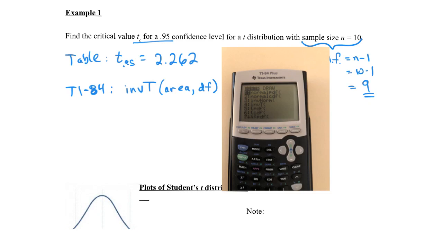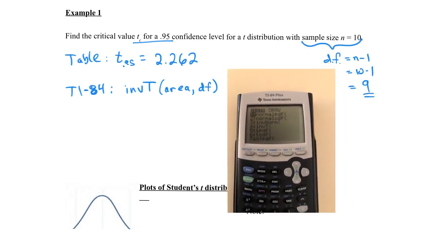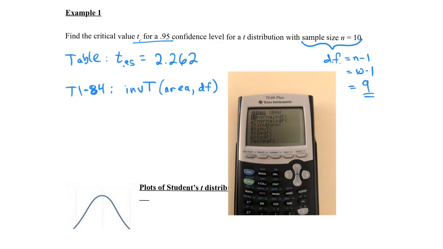So if you have it in your calculator, the way you'll know is you go to second, and then vars, because that gets us to the distributions, and then this screen should come up. So if you have it, you'll see this. Now a lot of calculators won't have inverse t. They'll go right from inverse norm to this t PDF.